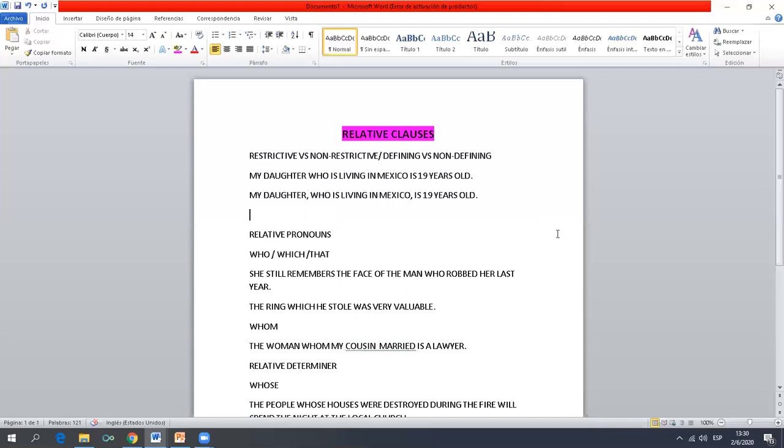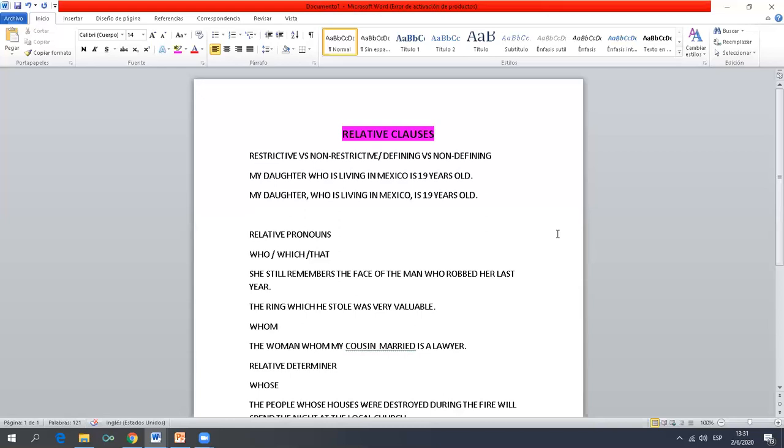If you look at the first example, let me tell you, that is an example of a restrictive relative clause. The user chooses a relative clause to restrict the meaning of the noun it is attached to, in this particular case, daughter. I decide to use this relative clause to define who I'm talking about, to specify which of my daughters I'm talking about, okay?